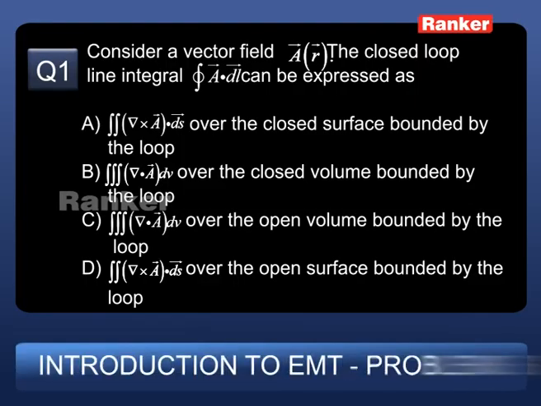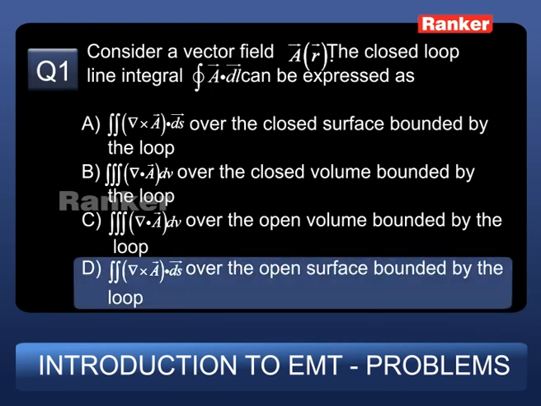If you check the remaining options, option A also has the same expression, but it is the closed surface integral of del cross A bar dot ds bar. Since it is a closed surface integral, option A is not right. Option D is the only correct one.